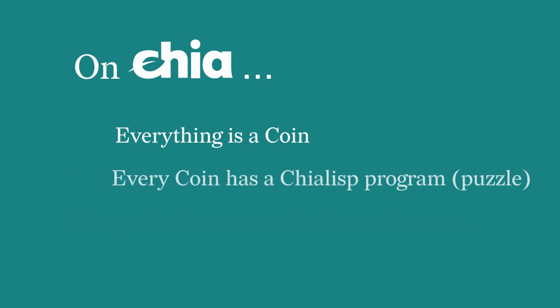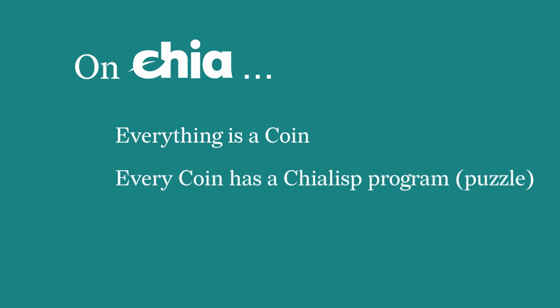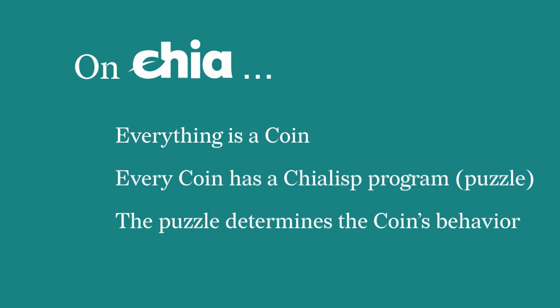Everything on the Chia blockchain is a coin. They are often referred to as smart coins because every coin has a Chialisp program associated with it. That program, known as the puzzle, decides how and when the coin can be spent, and what happens when it is. NFTs, CATs, and standard transactions are all defined using puzzles.